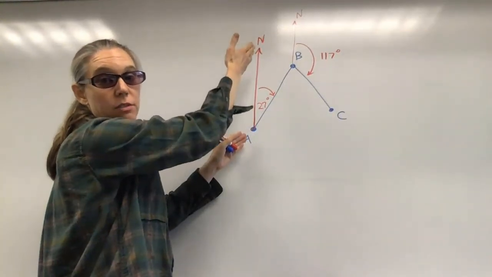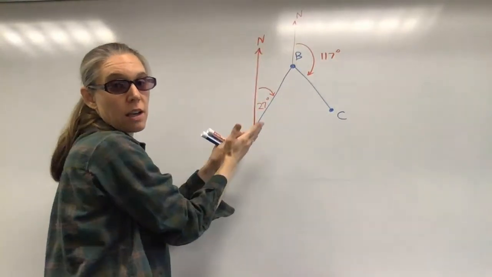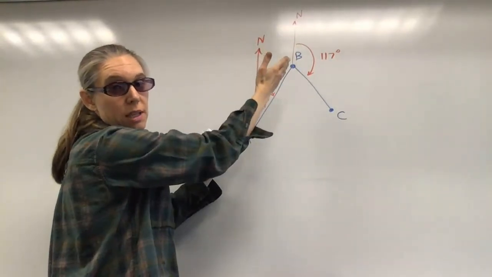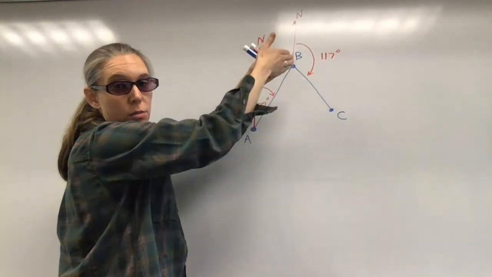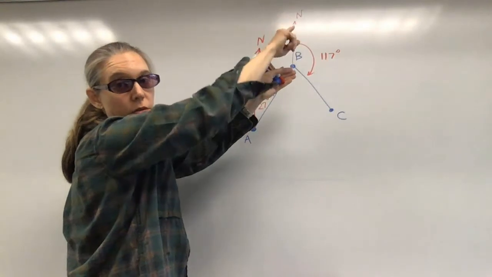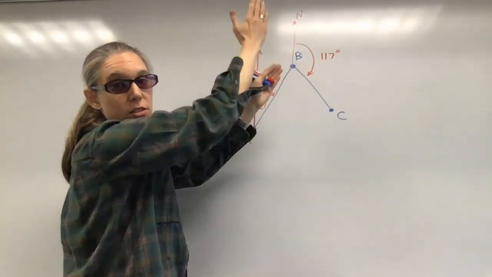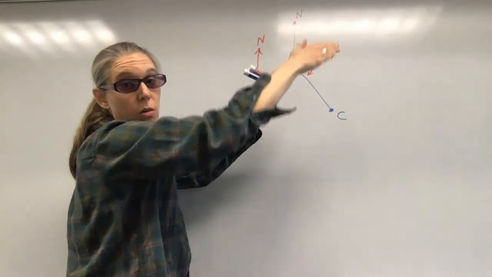Since I have a bearing of 27 degrees, I just moved a little bit to the right here, and I put out a length to B. Now, once you get to B, you need another north line so that you can find 117 degrees. Remember that this bearing is going to start at due north and move clockwise.